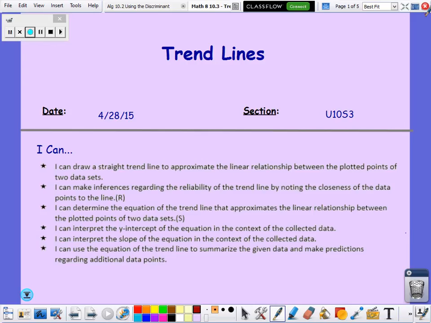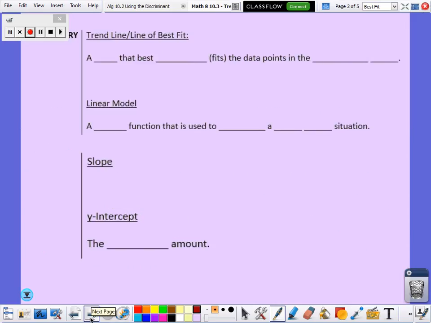We'll be able to draw a straight trend line to approximate the linear relationship between the plotted points of two data sets, make inferences regarding the reliability of the trend line by noting the closeness of the data points to the line, determine the equation of the trend line that approximates the linear relationship between the plotted points of two sets of data, and then we're going to use the context of the data collected to interpret y-intercept and slope. And our final I can statement has to do with making future predictions about what's going to happen with sets of data in the future.